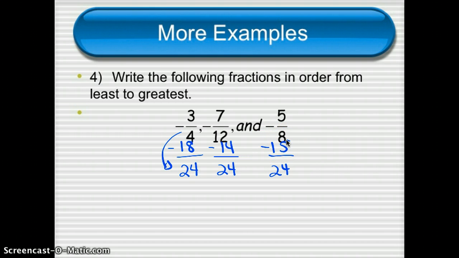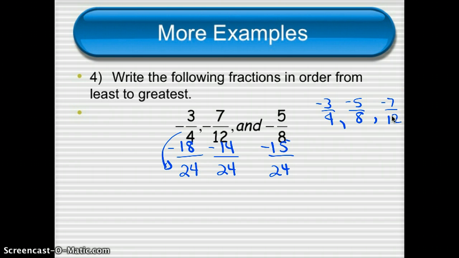If these were all positive numbers, I would think 14/24 is the smallest, then 15/24, then 18/24. But remember that they're negative, so having a negative number like negative 3,000, that's a lower number than -2. So in this case, our lowest number is negative 18/24. That means -3/4 is the smallest. Negative 15/24, that's the next lowest, so -5/8 is second. And then the largest of these numbers is actually -7/12.